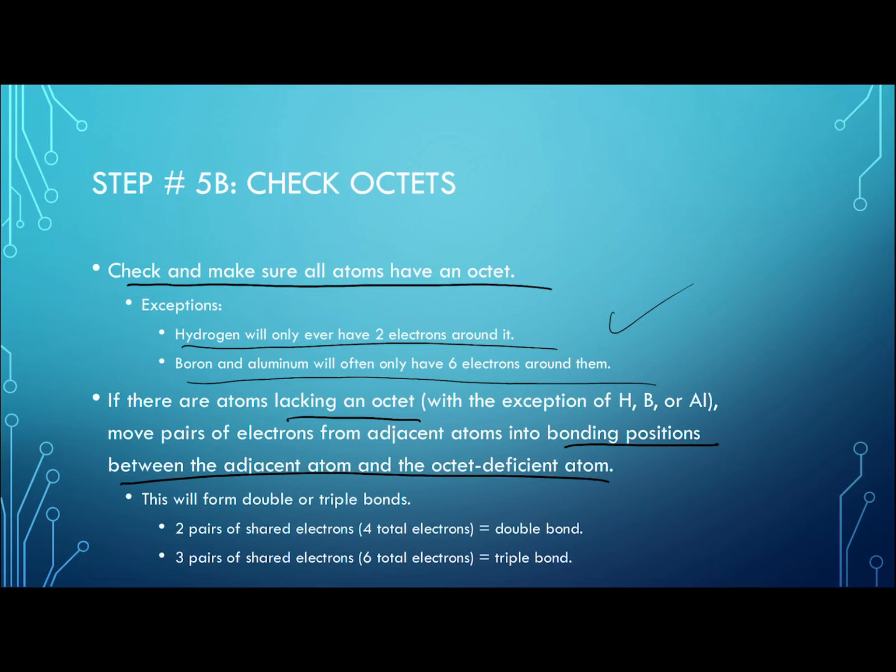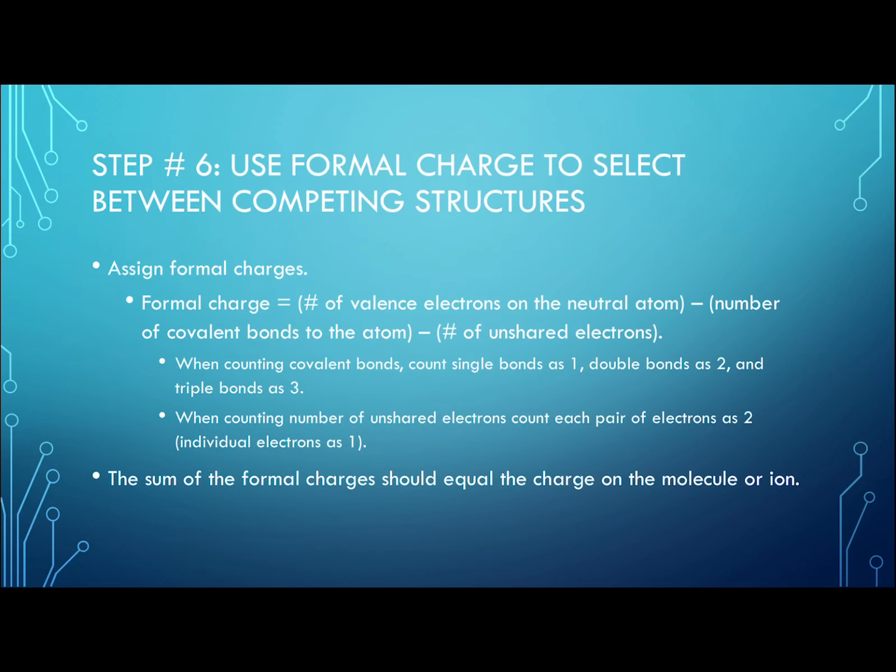Okay, now if we do that, what we're going to form are double and triple bonds, where a double bond is when we have 2 pairs of shared electrons between 2 atoms. A triple bond is 3 pairs of shared electrons between 2 atoms. After we've done that, our next step is to assign formal charges.